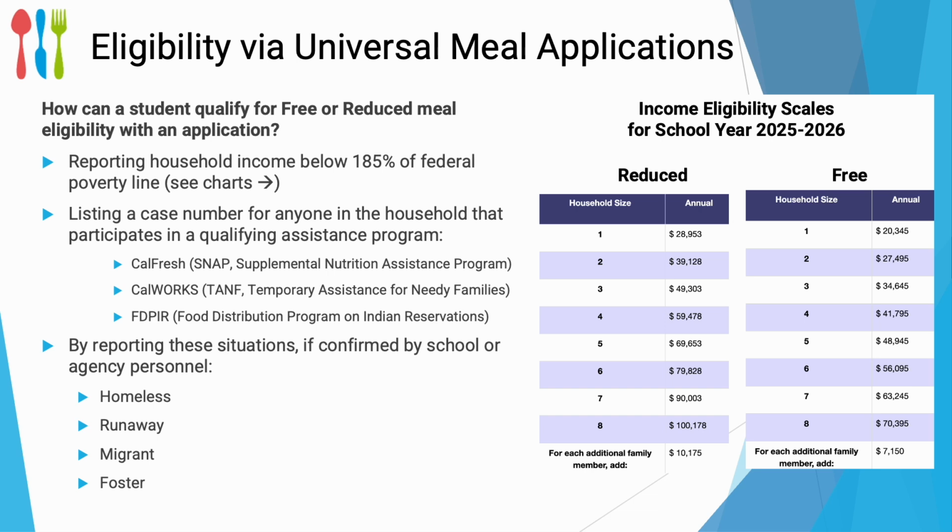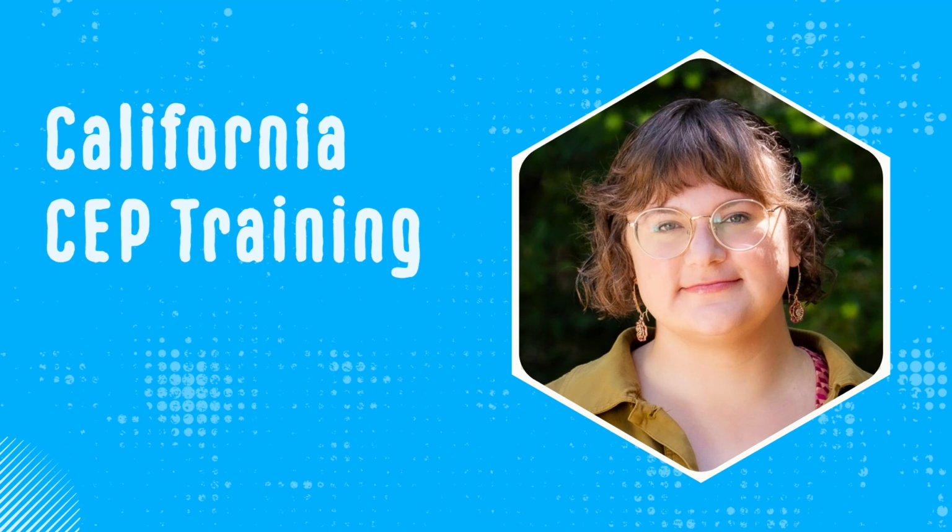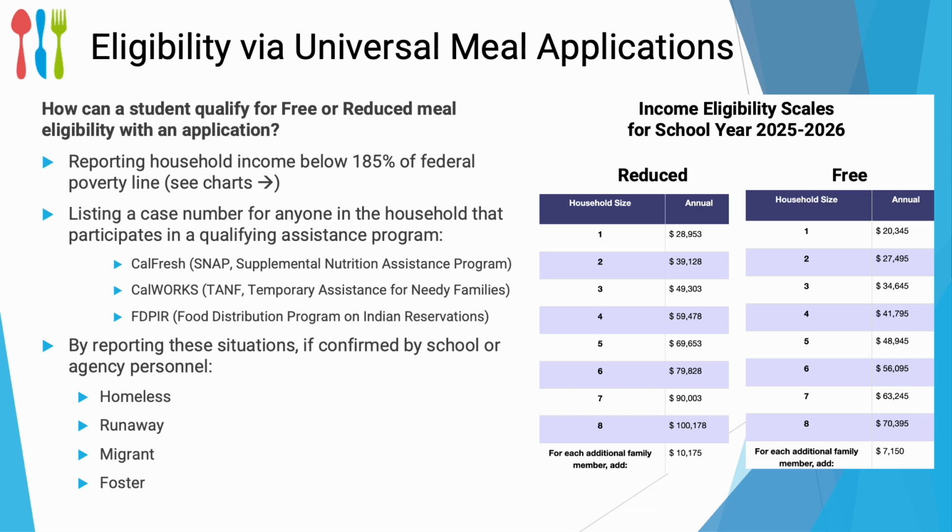In addition to that, if a family lists a case number for anyone in the household participating in a qualifying assistance program like CalFresh or CalWorks, then that would also qualify them. And if they report situations like homelessness, runaway, migrant, and foster, those situations would not automatically qualify them. That would have to be confirmed by a school or agency personnel, but they can mark those things on the universal meal application.